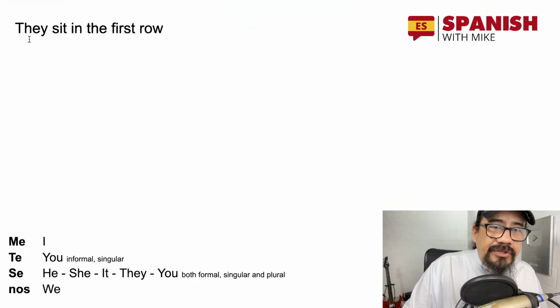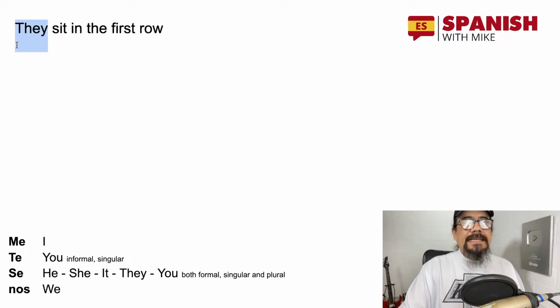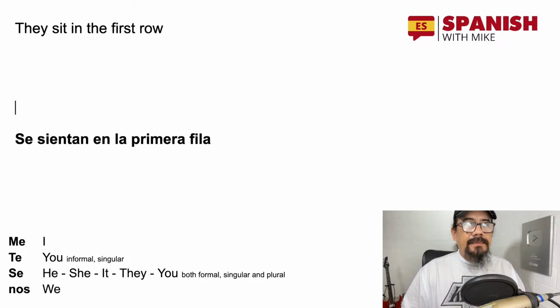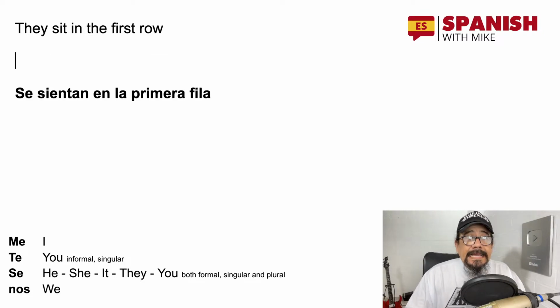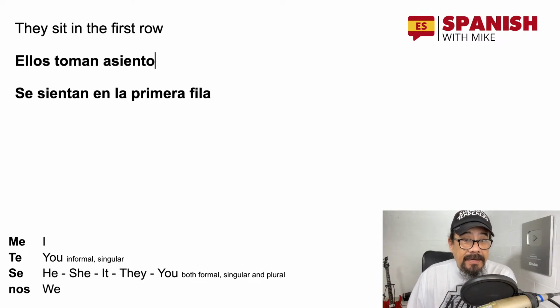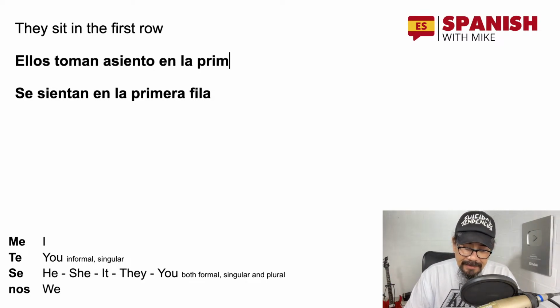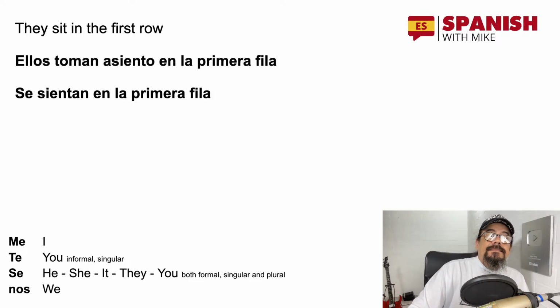They sit in the first row. Se sientan en la primera fila. Now, I can say ellos or ellas toman asiento. To sit is tomar asiento in Spanish. Ellos toman asiento en la primera fila. And it's totally understandable.